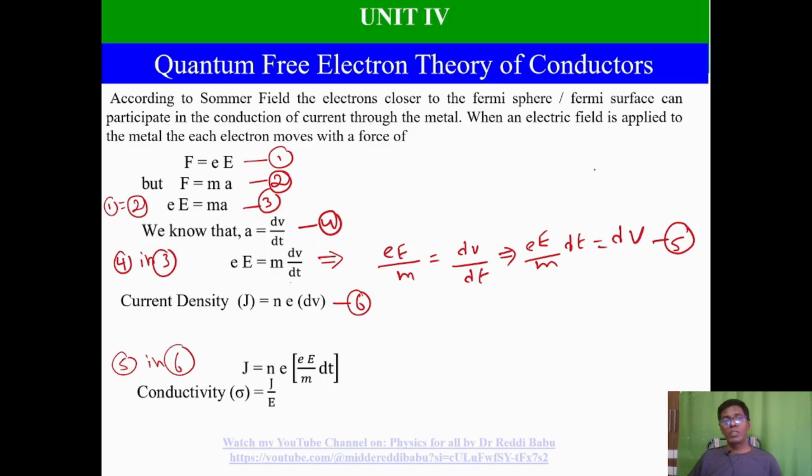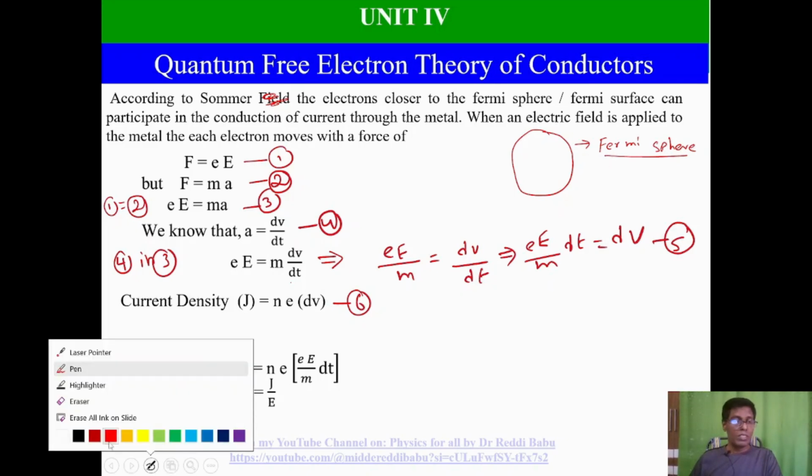To overcome the drawbacks of classical theory, Sommerfeld, another scientist, came into the picture. He discussed the quantum theory and derived the equation for the conductivity. According to Sommerfeld, they explained the conductivity of conductors based on the assumption that any metal or conductor contains a Fermi sphere, also known as Fermi surface.